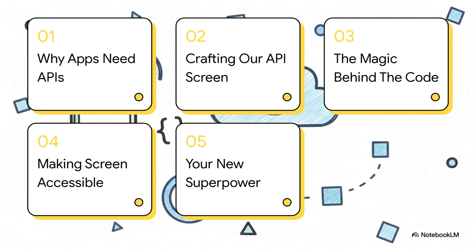First, we'll quickly cover why APIs are so crucial. Then we'll actually build the screen itself. After that, we'll dive into the code and see what makes it all tick. Then, of course, we'll make sure you can actually get to that screen in our app. And finally, we'll talk about the awesome new superpower you've just unlocked.